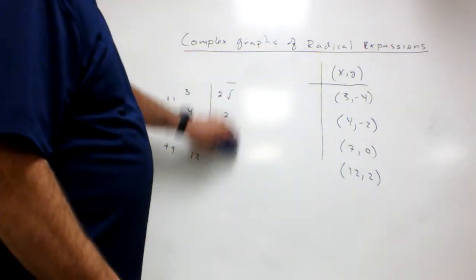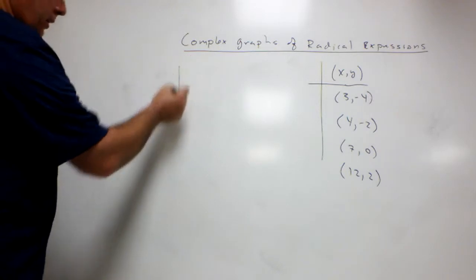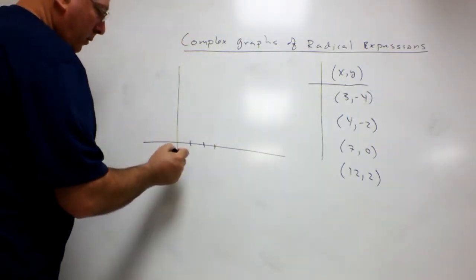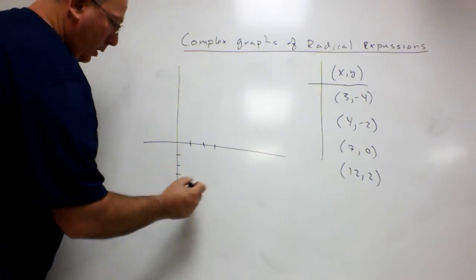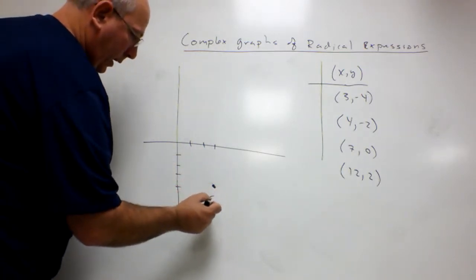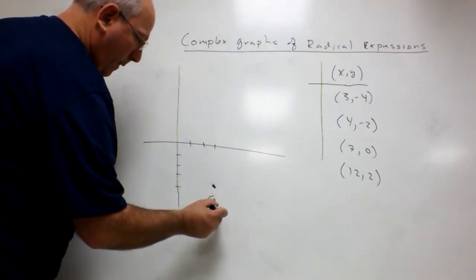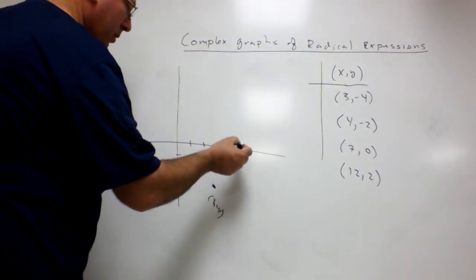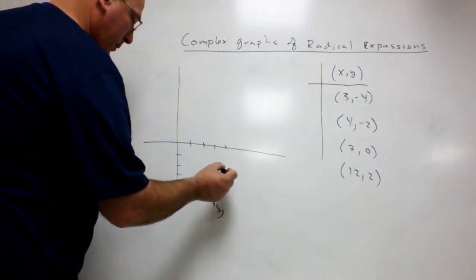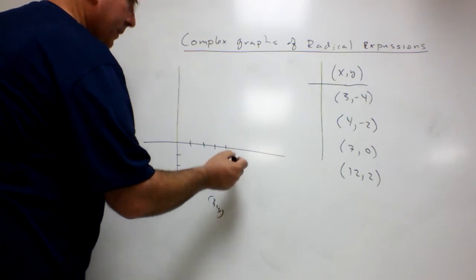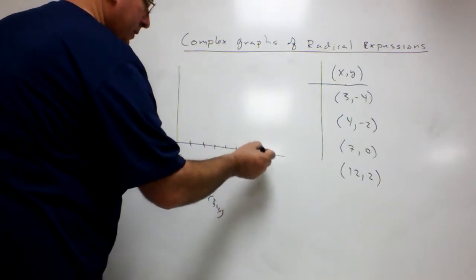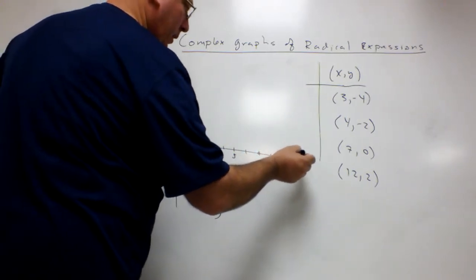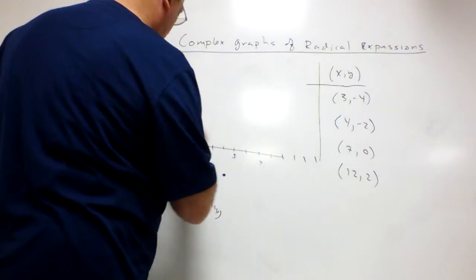So all you have to do now is give yourself some coordinates. 1, 2, 3, 1, 2, 3, 4. At 3, negative 4, we have our h and k. And then we want to go to 4, negative 2. And then at 7, 4, 5, 6, 7, we're at 0. And then 8, 9, 10, 11, 12, we're at 2.